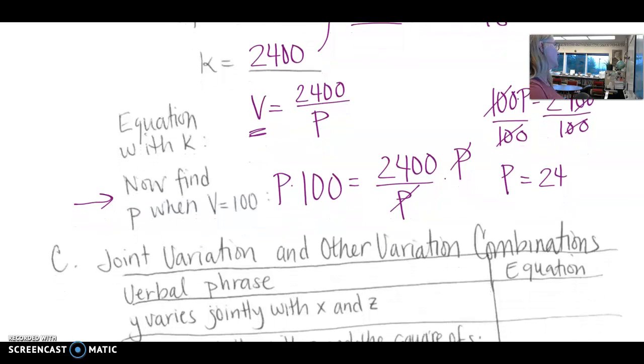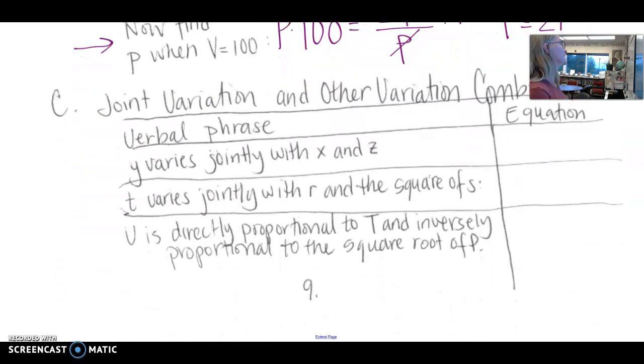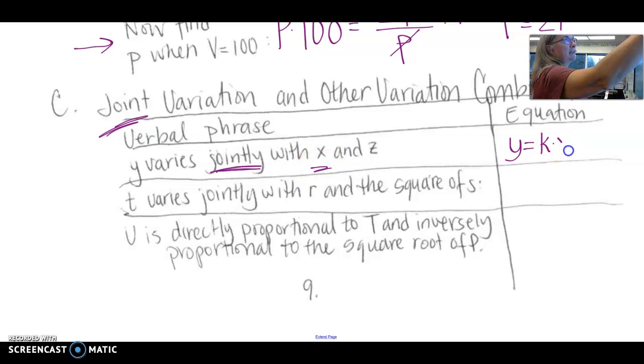Okay, so let's see. The third part here, part C, is on something called joint variation and other combinations of variations. So let's look at some verbal phrases. If y varies jointly with x and z, that means it varies directly with both x and z. So we'd write our equation like this. Y equals k, instead of just k times x, it's going to be k times x times z. And k is going to end up being a number. That's our constant of variation. But here x and z and y are all going to be variables.